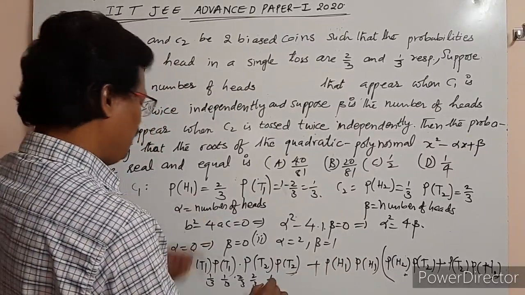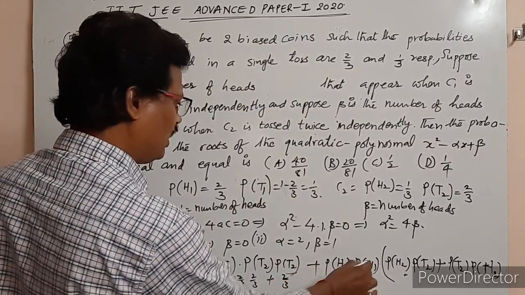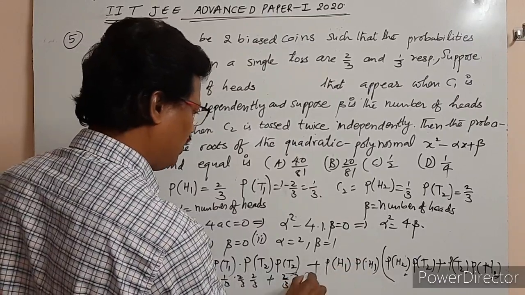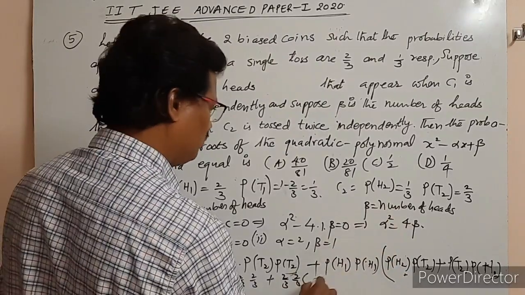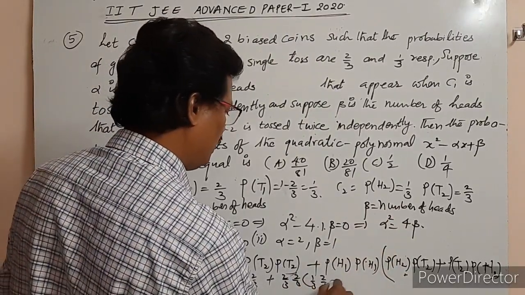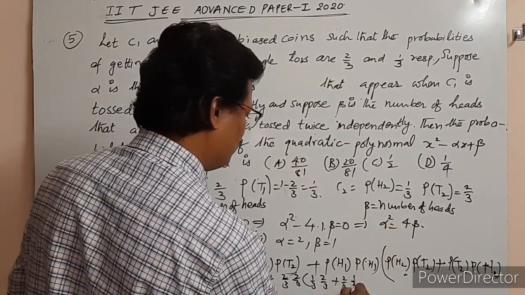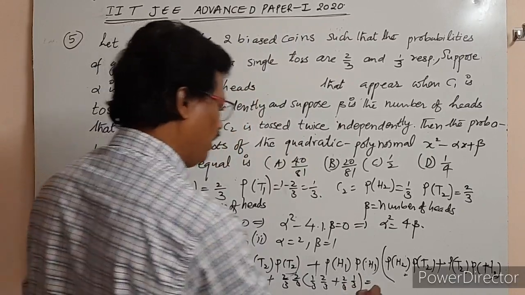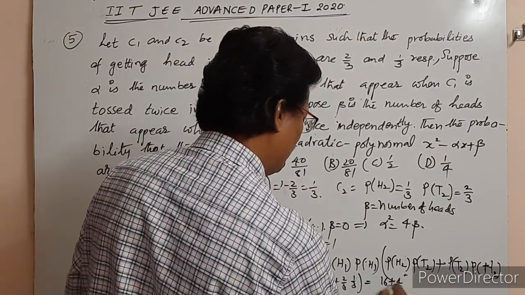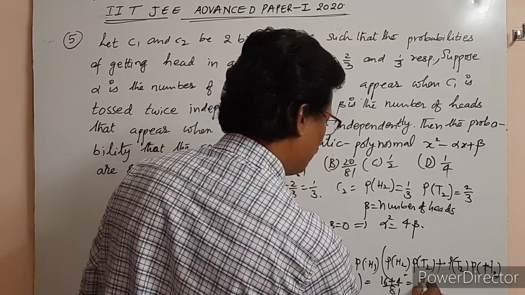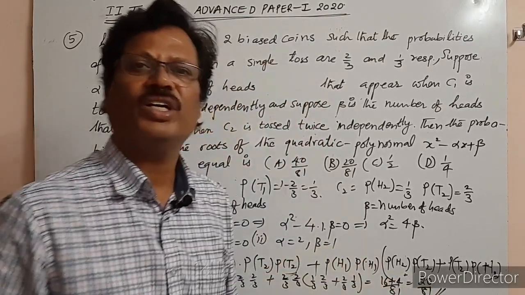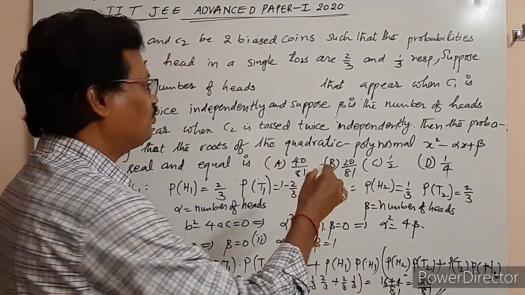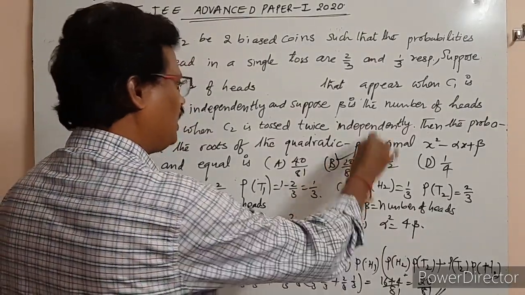PH1 is 2 by 3. The second one is also H1, 2 by 3. And PH2 is 1 by 3 times 2 by 3 plus 2 by 3 times 1 by 3. Total simplified: 16 plus 4 by 81. Therefore 20 by 81 we got. Therefore the answer is 20 by 81. Which option is correct? The second option is correct.